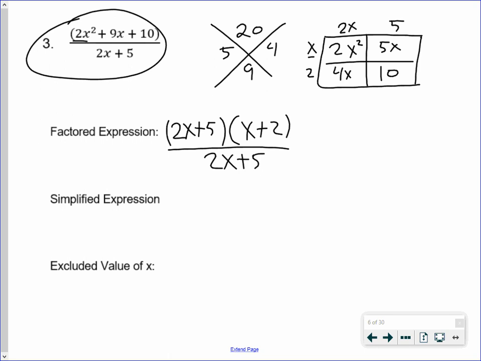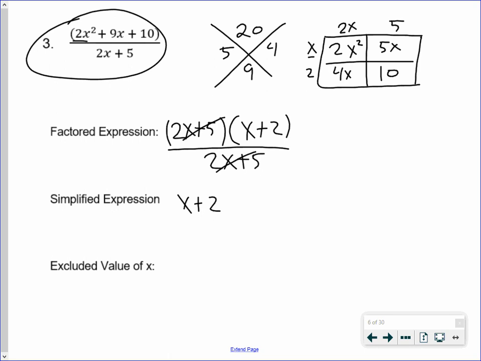And now for our simplified expression, we're going to see if we can cancel anything out. We have a 2x plus 5 in the top and the bottom, so we can cancel those out. And when we do, we're going to be left with x plus 2. We cannot simplify this anymore from here, so that's our most simplified form of this rational expression.